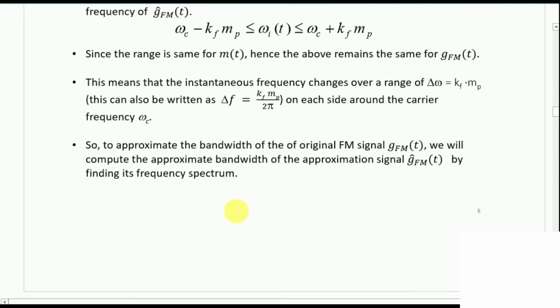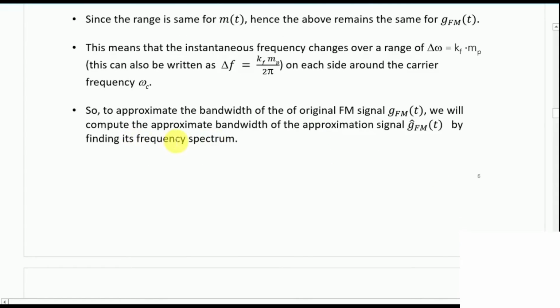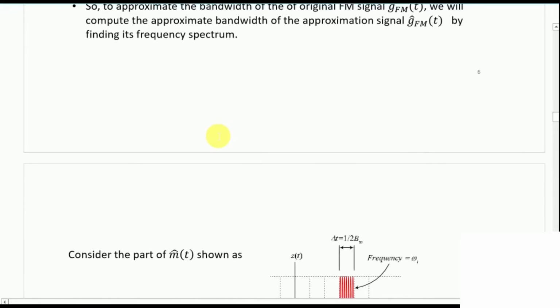An interesting line I would like to read: to approximate the bandwidth of the original FM signal, we compute the approximate bandwidth of the approximation signal GFM of t. So there are two sets of approximations which come into play. First of all, we are approximating the bandwidth, so it's not exact, and even that approximation is based on an approximation of the original message signal itself, right? So we'll be finding the spectrum, and based on that spectrum we would say what the bandwidth of the message signal is.